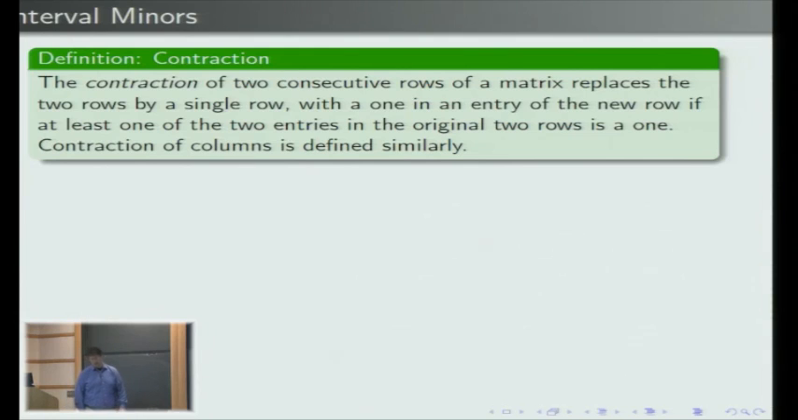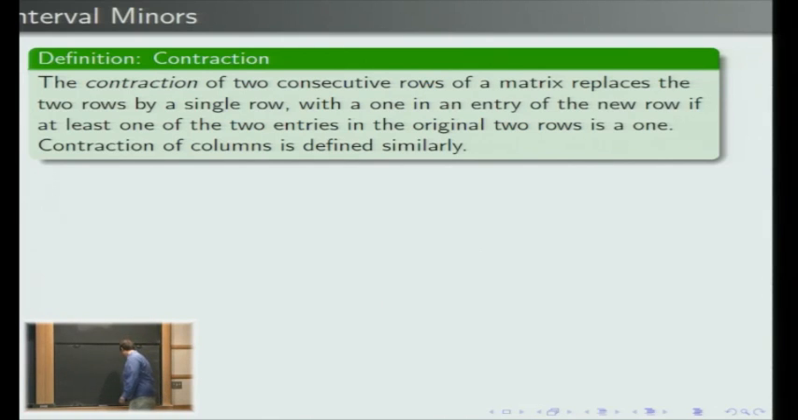It's helpful to introduce a new notion called interval minors of matrices. This notion is implicit in previous works, but it's quite helpful to pull it out and give it a name. For interval minors, we first define the notion of contraction. The contraction of 2 consecutive rows of a matrix replaces the 2 rows by a single row, with a 1 in an entry of the new row if at least one of the 2 entries in the original 2 rows is a 1. So this is like taking the union. Contraction of columns is defined similarly. You're only allowed to contract consecutive rows or consecutive columns.